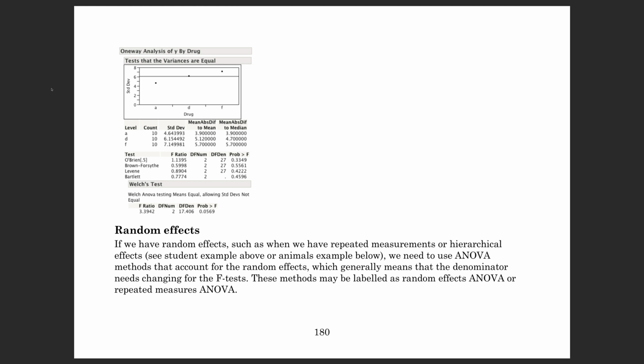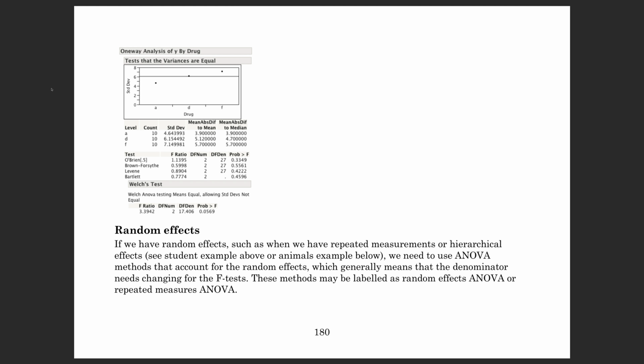So here we have actually 4 different tests of whether the variances are the same within our 3 groups. You will see all 4 of these tests, none of them show a statistical difference in the variances across the 3 groups. But below we have got Welch's test, which is testing whether the means are equal, allowing that the standard deviations are not.